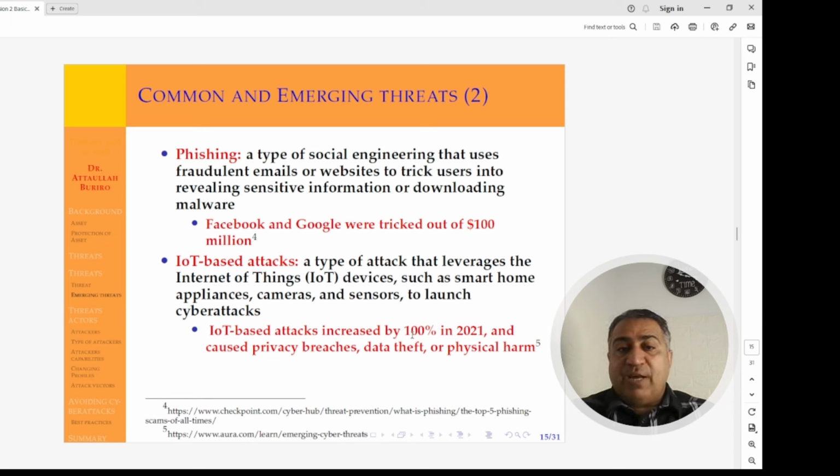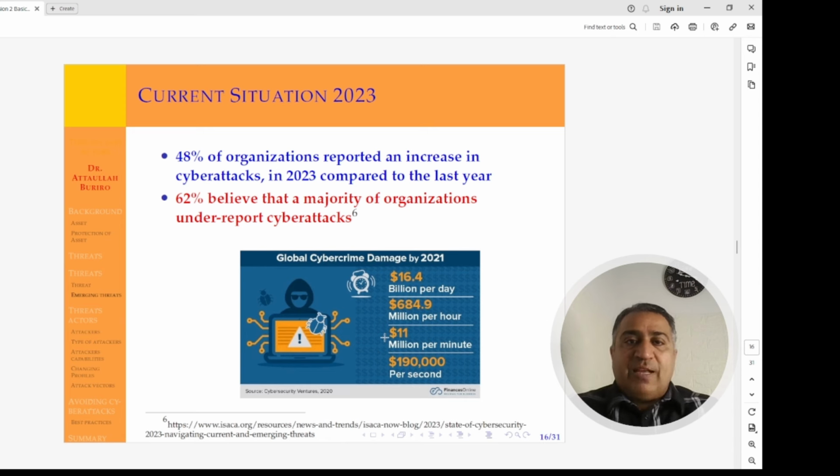IoT-based attacks increased by 100% in 2021 and caused privacy breaches, data theft, and physical harms. You can go to this link and read more. Okay. So, current situation in 2023, for example, 48% of the organizations reported an increase in cyber attacks. So these attacks are on the rise. But the point is 62% believe that the majority of organizations do not report cyber attacks. So people actually underreport cyber attacks.